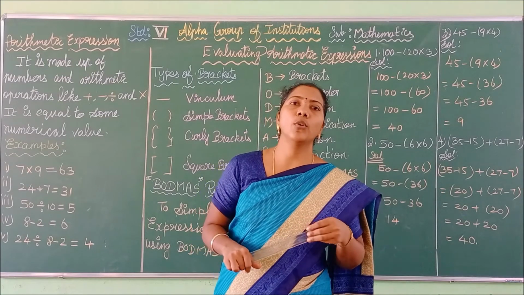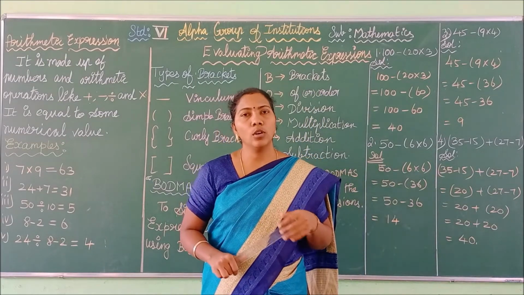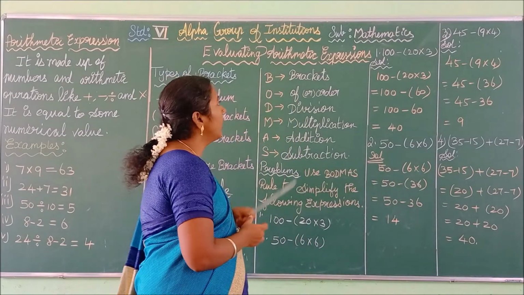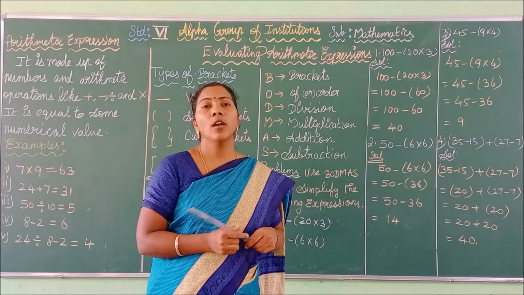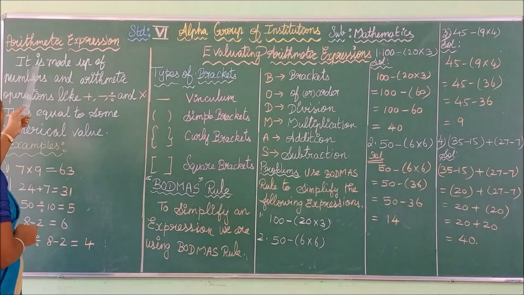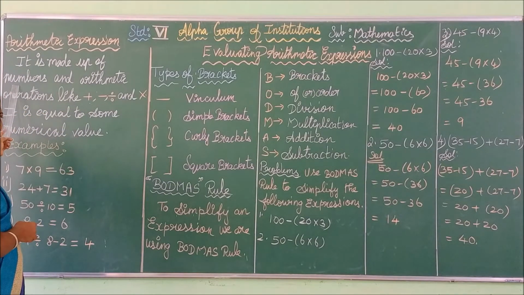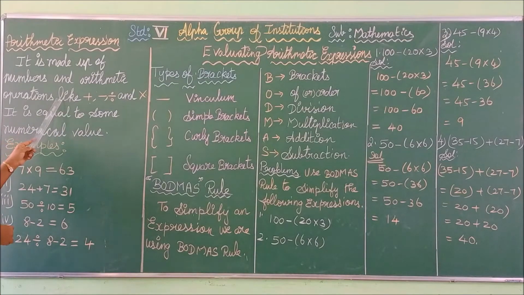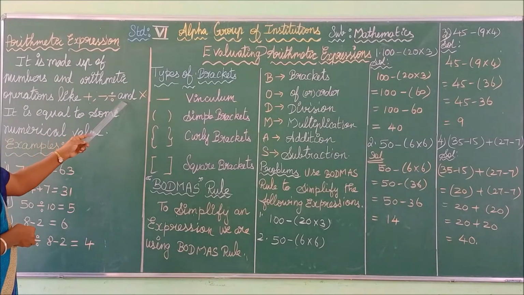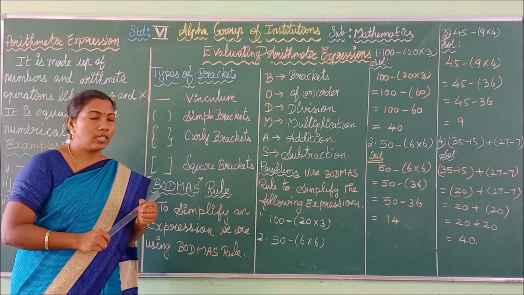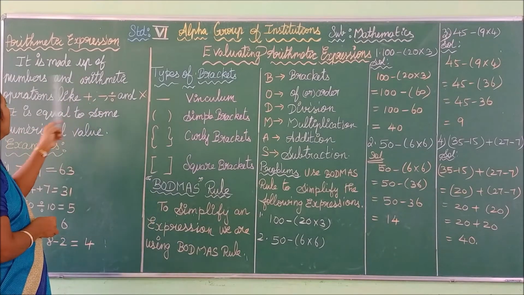In today's class, we are going to see a new topic in whole numbers, and it is a very important topic. The topic is evaluating arithmetic expressions. What is meant by an arithmetic expression? An arithmetic expression is made up of numbers and arithmetic operations like plus, minus, division and multiplication. It is equal to some numerical value.